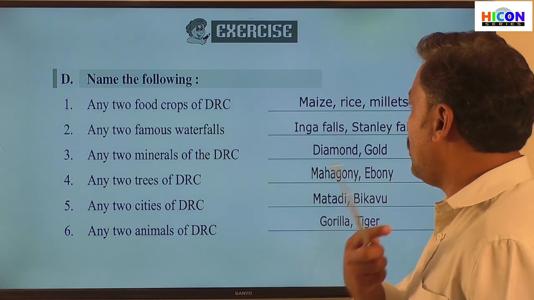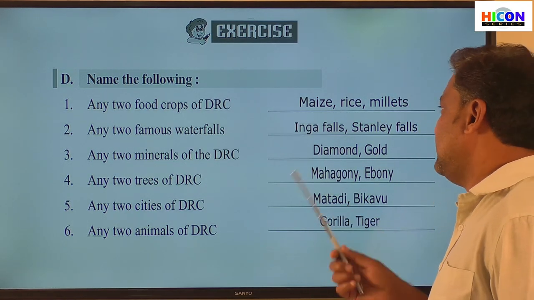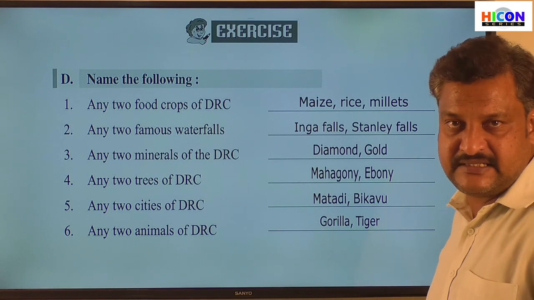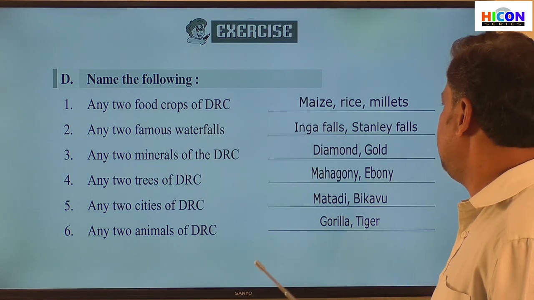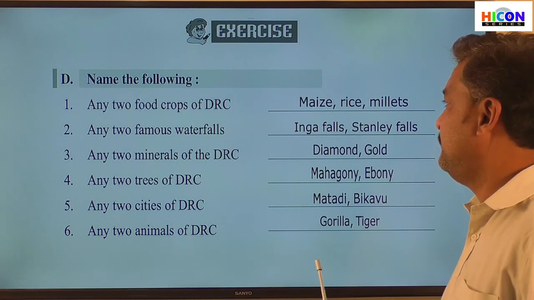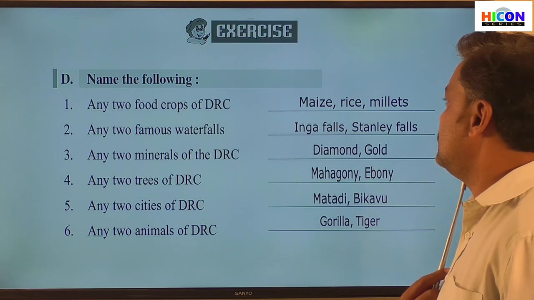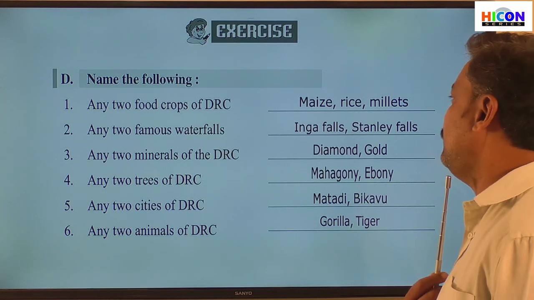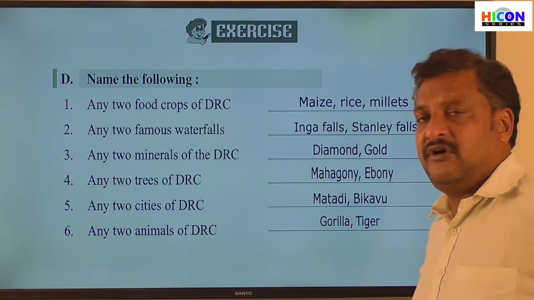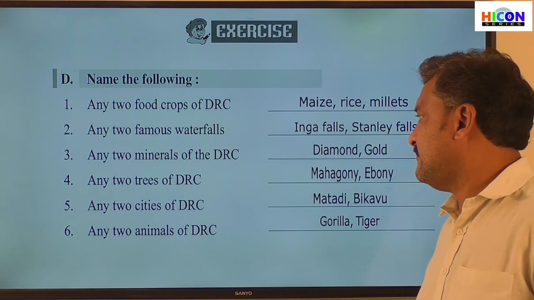So any two food crops of DRC, they grow maize, they grow rice, they grow millets. Okay? So, rice, maize, and millets are the main crops. You can write any two of them, no problem. Any two famous waterfalls, Inga Falls and Stanley Falls. Inga Falls and Stanley Falls are two major waterfalls of DRC.